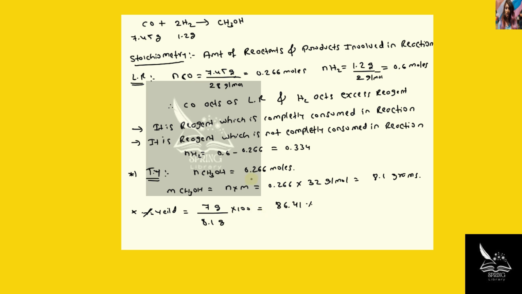So this is our theoretical yield. Here 7.45 grams of carbon monoxide reacts with 1.2 grams of hydrogen and it always produces 8.1 grams of methanol. This is our theoretical yield.